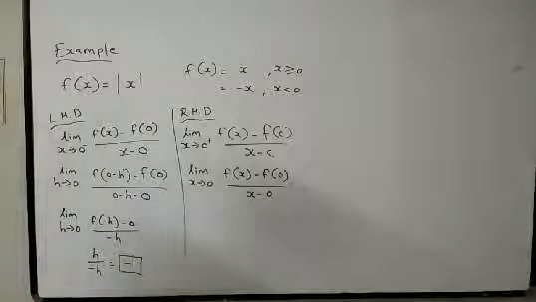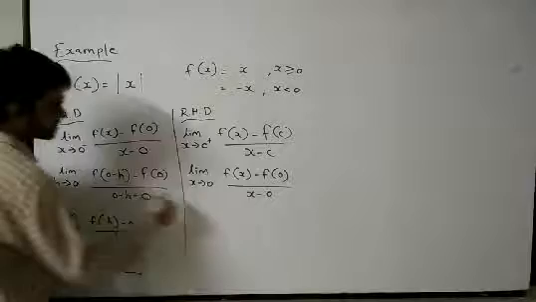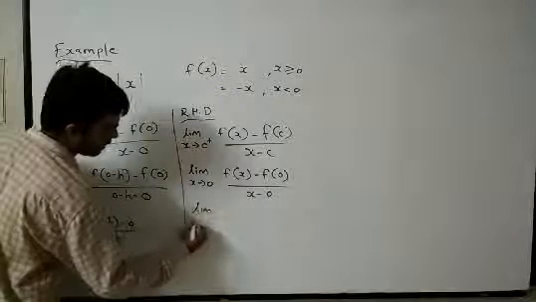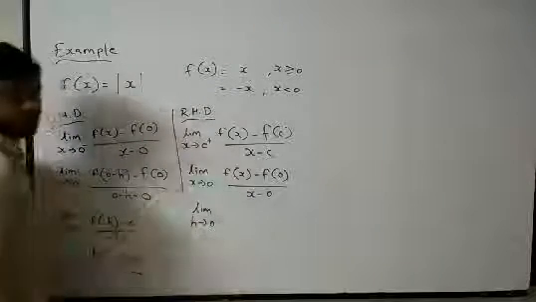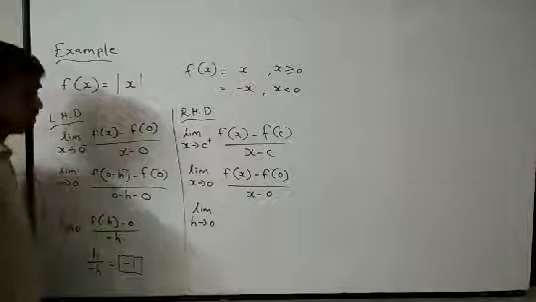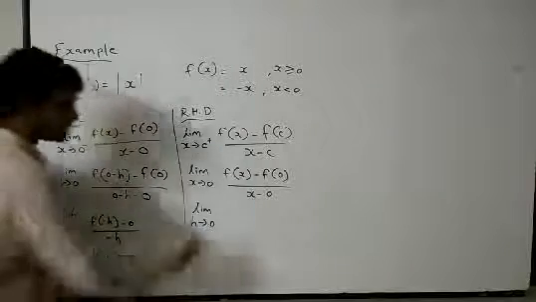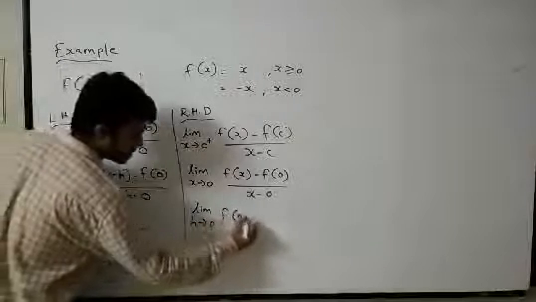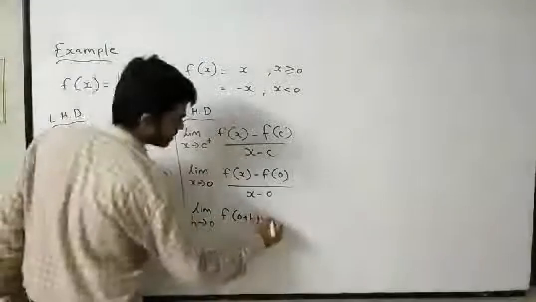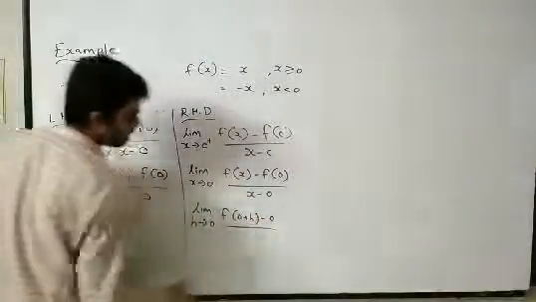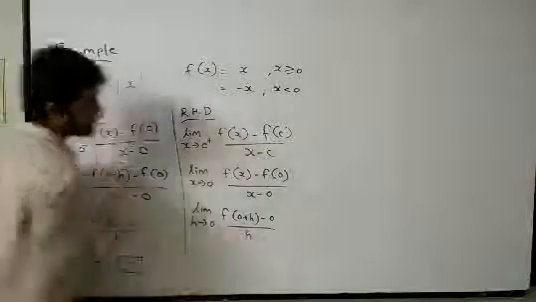Now the next thing we are supposed to do here: limit h tends to 0, as we have done, f of x. So f of x we make it as f of 0 plus x, minus f of 0, which will be 0 only, and here x, so here we are keeping x.